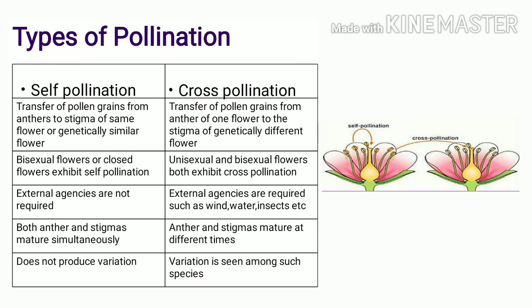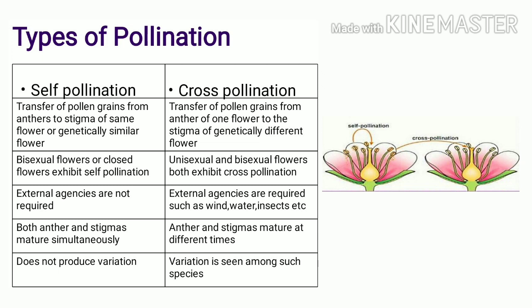In case of self-pollination, external agencies are not required. As the pollination takes place within the same flower, no external agencies such as wind, insect, or water are required. And in case of cross-pollination, external agencies such as wind, water, insects, animals, etc. are required. In case of self-pollination, both anther and stigma mature simultaneously.